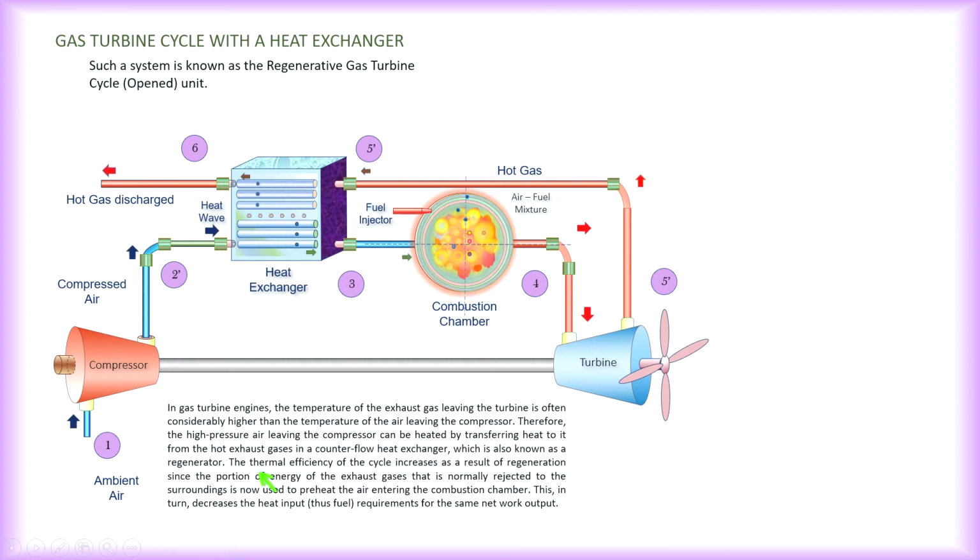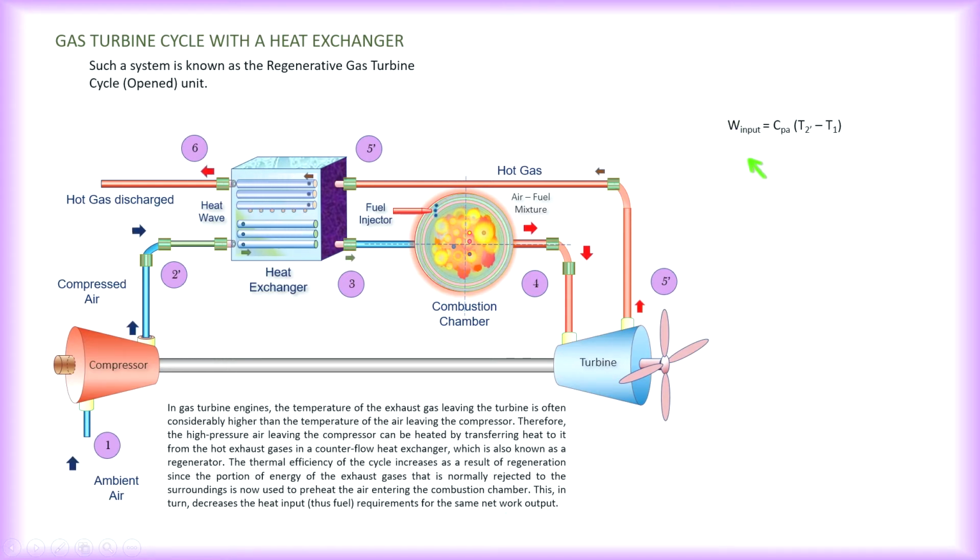regenerator. Now the thermal efficiency of the cycle will be increased as a result of regeneration, since the portion of energy of the exhaust gases that is normally rejected to the surroundings is now used to preheat the air entering the combustion chamber. This in turn decreases the heat input, that means the heat supply, thus fuel requirements, for the same net work output.